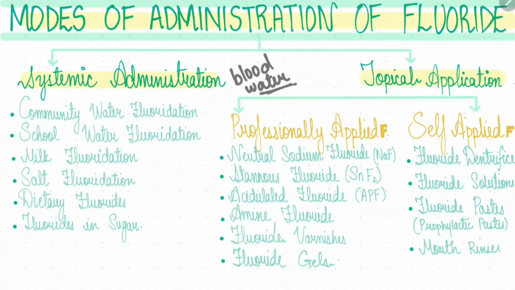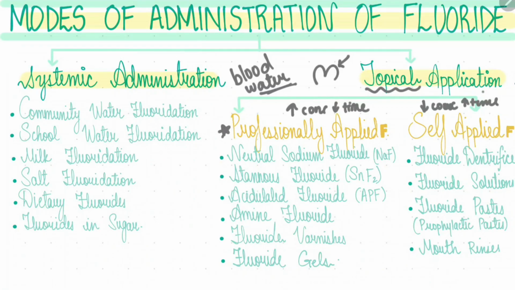Okay, and then there is topical administration. What do we mean by topical administration? Here the topical fluorides are used which are placed directly on the teeth. Now there are some preparations which will provide a high concentration of fluoride over a short period of time, which are the professionally applied fluoride. And then there are other preparations which will give you continuous low concentration of fluoride over a long period of time, which are the self-applied fluoride. I hope we are clear about this.